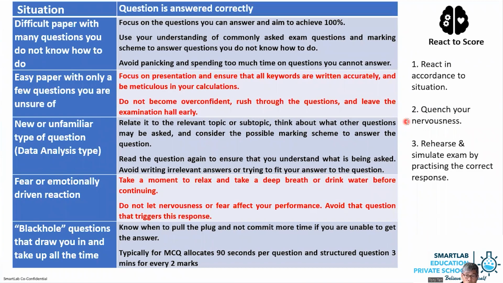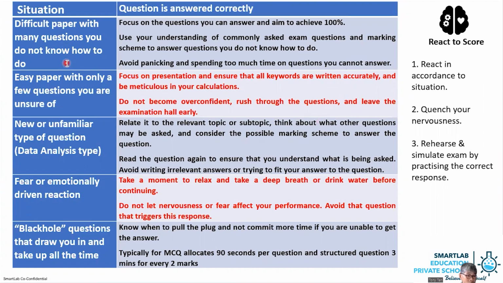So let me paint some scenarios and what students should or should not do. These are the five common scenarios that you may encounter in an exam hall. In the first case, you find that you're faced with a really difficult paper. Many questions you're not sure about, so you're getting a bit nervous. The way to go about it is to focus on questions you can answer and achieve 100% for all those that you know. There are not going to be many of them. Whatever you answer, you have to get absolutely right.